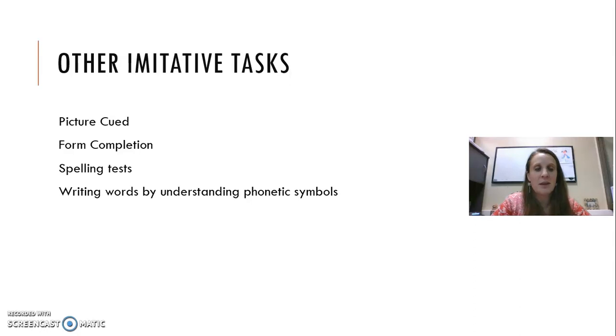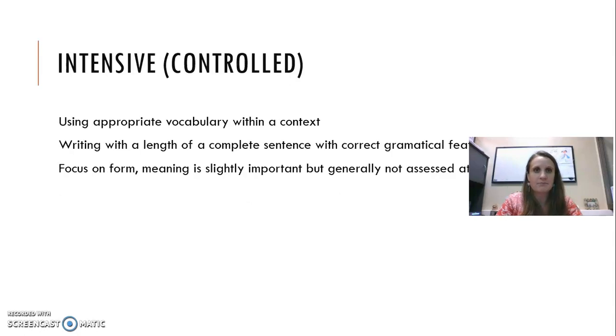Other imitative tasks might include picture cued, typical look at the picture and write the vocabulary word, right? Which again is also considered for reading sometimes if the word's right there. Form completion, spelling test, which we already said, and writing words by understanding phonemic symbols. This isn't something we do much in schools. However, it would be considered an imitative task.